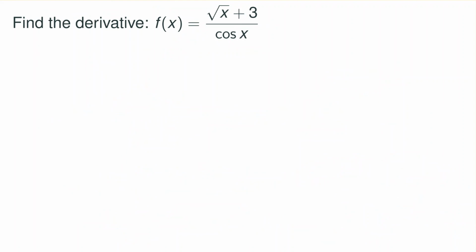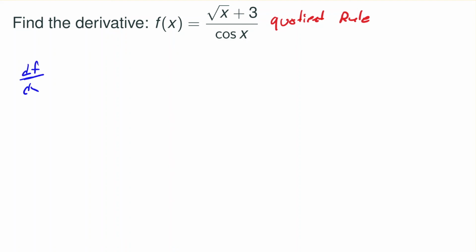Find the derivative of the function square root of x plus 3 over cosine x. So here we have to use the quotient rule. Again, it's very important to recognize what rule to use first. That's the first thing we're practicing here. Quotient rule. Recognizing what rule to use is the skill we need to develop.